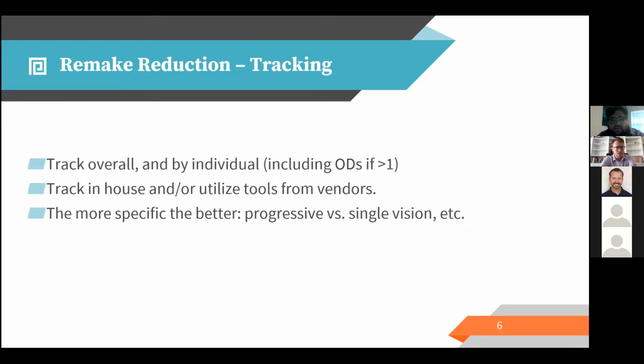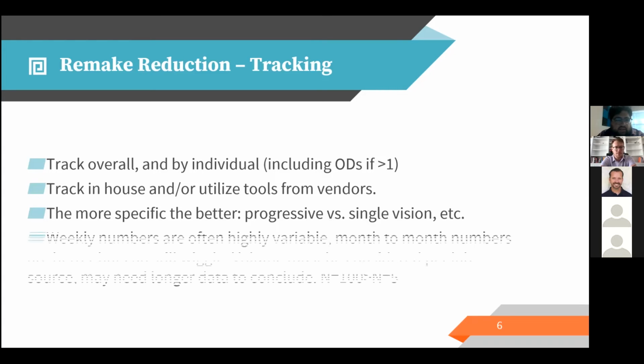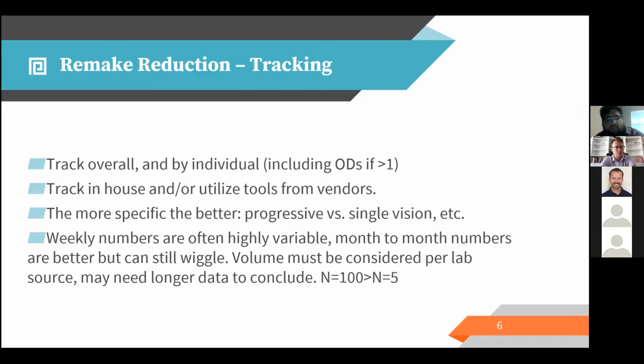And if you have time, of course, follow the 80-20% rule, try to get your best return. But eventually and over time, you need to get as granular as you can so that you can attribute remakes to specific causes, progressives versus single vision, tracking it by particular materials, particular coats, particular labs, particular individuals can really help you get closer and closer to that 5% mark, for example.